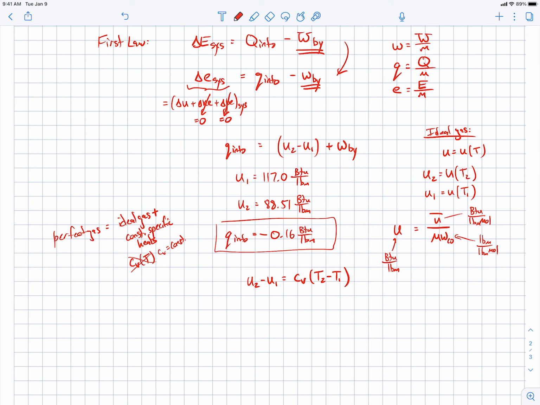We know the temperatures. Now to get the specific heat at constant volume, you'd have to look up in a table, and that's exactly what I did. It came out to be 0.178 BTU per pound mass degrees Rankine. In general, we know that the specific heat at constant volume is a function of temperature. So you might ask yourself, well, which value of CV do I use? My suggestion is to use a value of CV close to the temperatures that you have in the process. So it's going from T1 to T2.